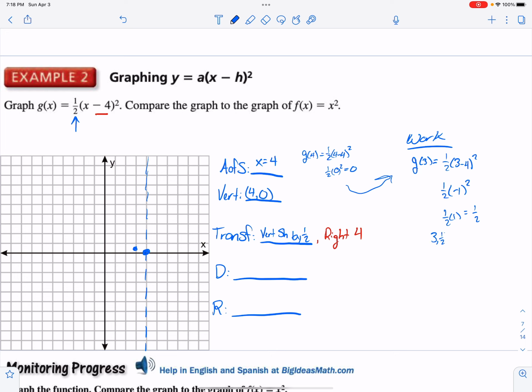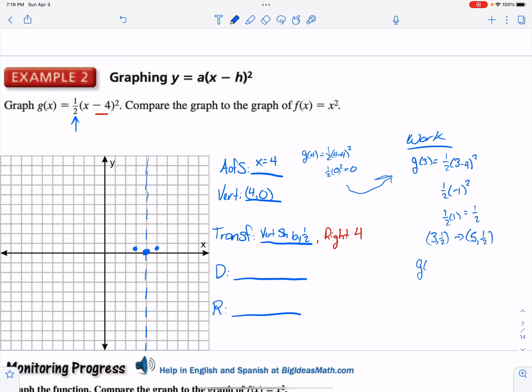That means if I reflect across the x-axis, or excuse me, not the x-axis, but the axis of symmetry, 1 unit to the right of 3 is going to be (5, 1/2). So I'll plot that right there.